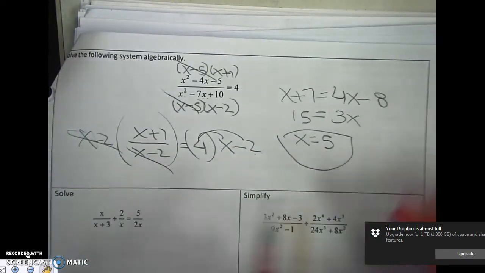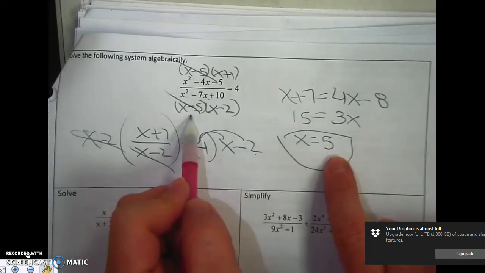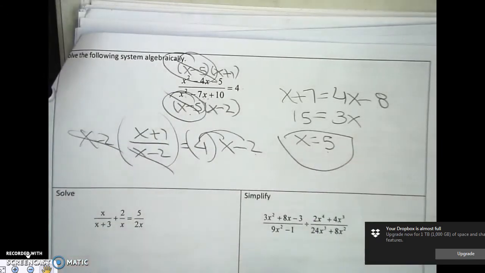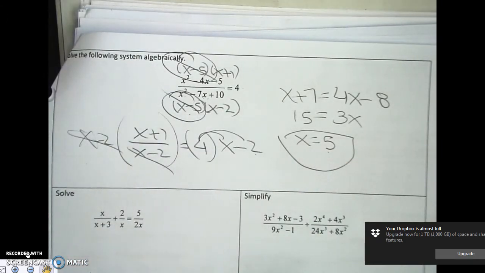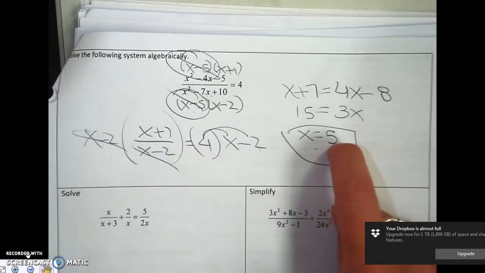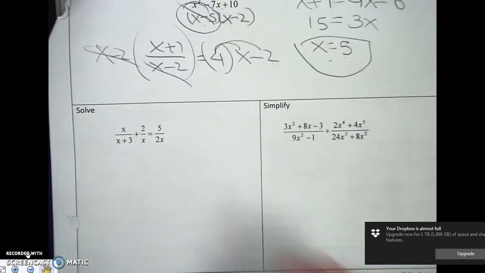Now I know a lot of you feel like 5 should make it no solution, but 5 is a hole, so it's like it's not really there, therefore 5 is a possible solution. If the answer was 2, then it would be no solution. Okay, let's go to the next one.